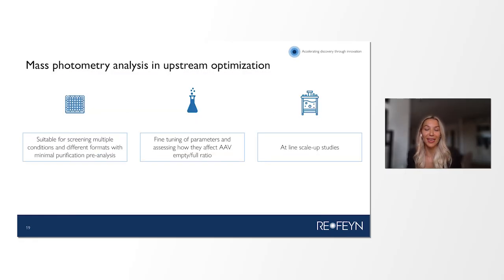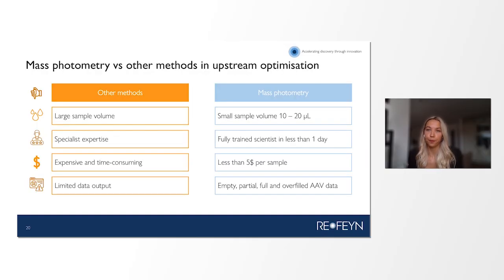So mass photometry is an ideal method for the upstream optimization, considering how cheap it is. It is suitable for screening multiple conditions in different formats with minimal purification, whether these are multi-shake flask studies, under 15, or multiple bioreactor runs. Researchers are also able to fine-tune the parameters and assess how they impact the AAV full and empty ratio. But also, as an outline tool, it is possible to assess scale-up efficiency of the process.